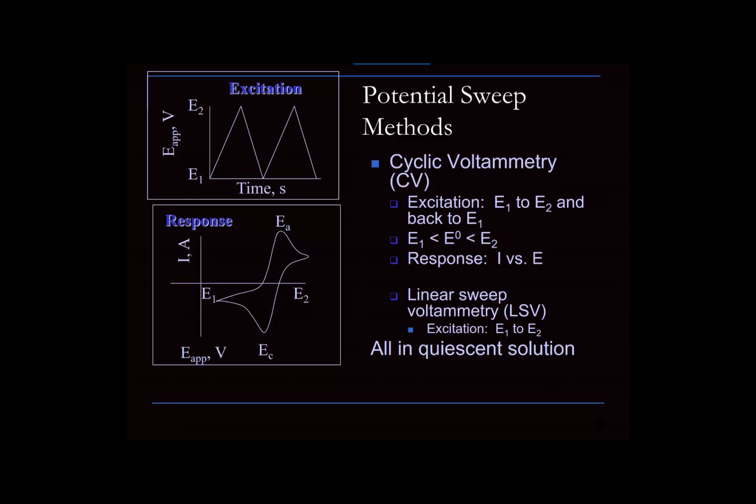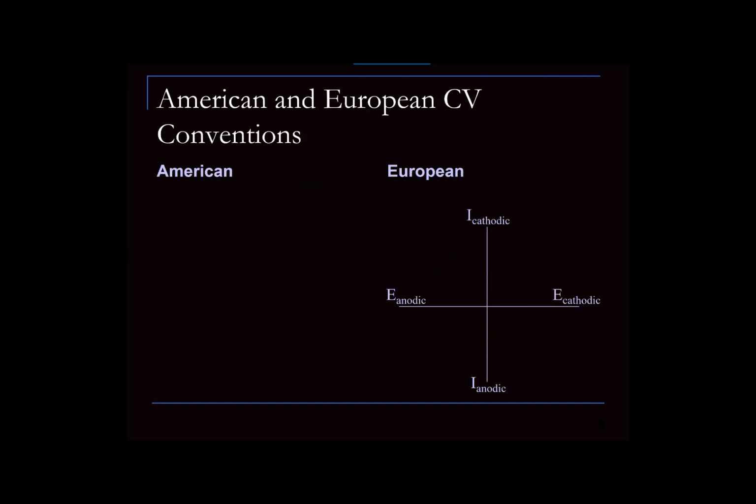And what we are going to measure, in this case, is the current that flows as a function of potential. The characteristic waveform for voltammetry, which is often referred to as a voltammogram, appears at the bottom of the slide. Now, I would be remiss, before we actually discuss the waveform itself, if I didn't present to you the fact that there are two different conventions for the axes on a voltammogram, the American and the European conventions. The European convention is presented to you on the right-hand side.